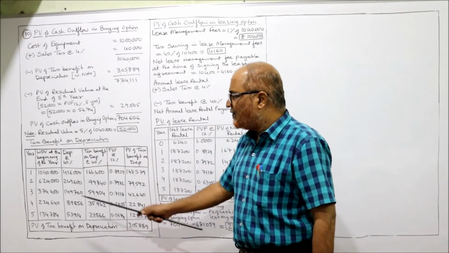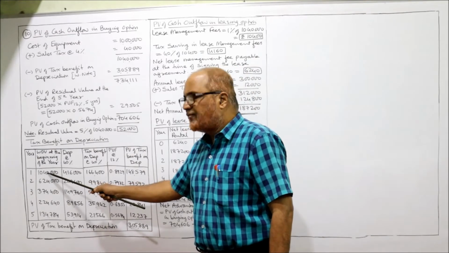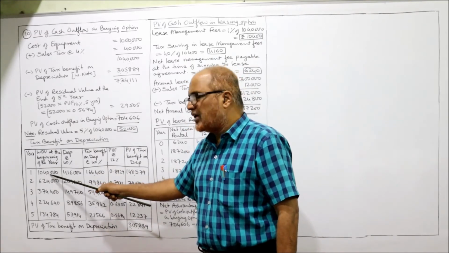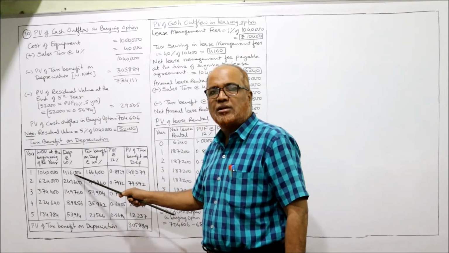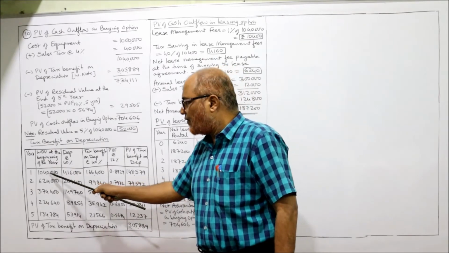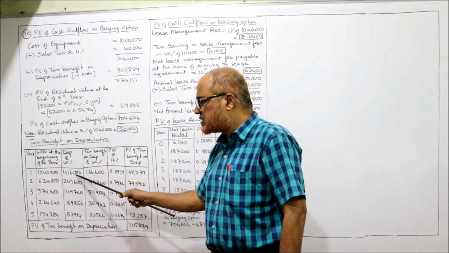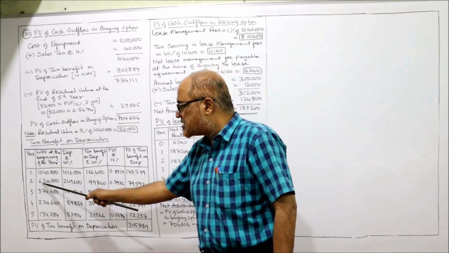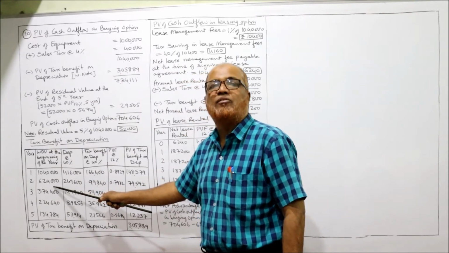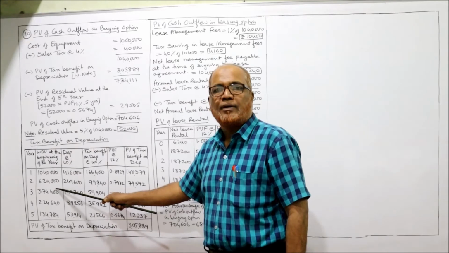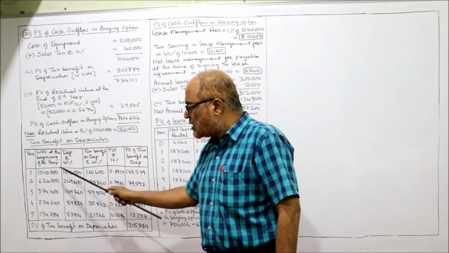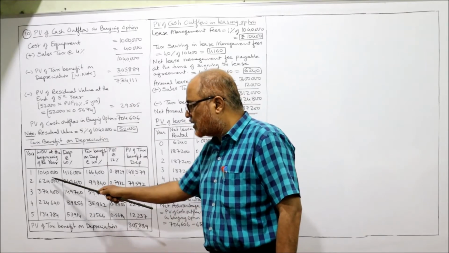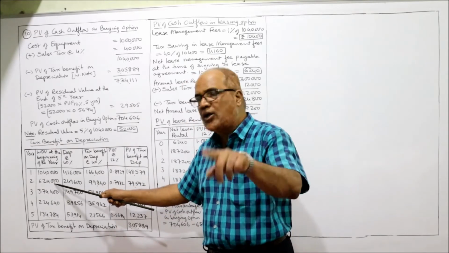Now second year. See here. In the first year, 10,40,000 was the WDV at the beginning of the year. How much depreciation was provided? 4,16,000. Deduct: 10,40,000 minus 4,16,000, you will get 6,24,000. This is the WDV for the second year. So 6,24,000 into 40%.